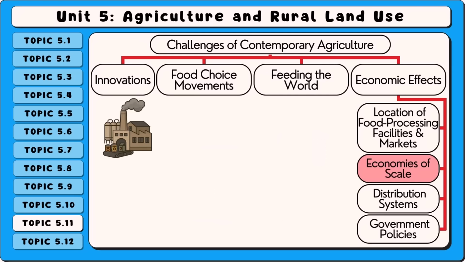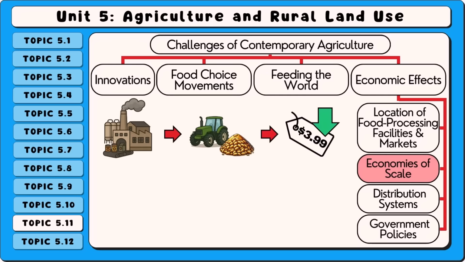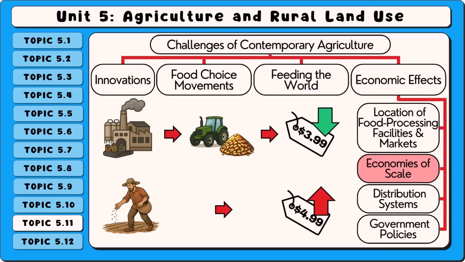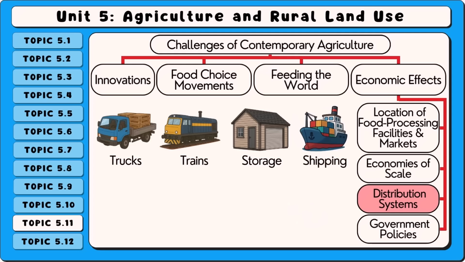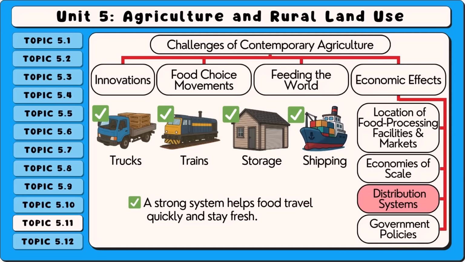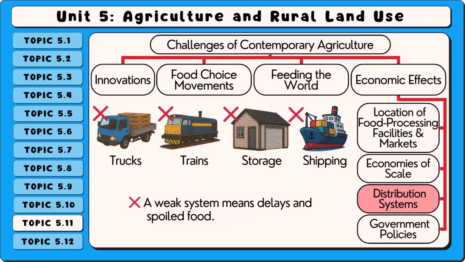This means that larger farms or factories can buy supplies in bulk and use advanced machines, which lowers cost per item. This makes food cheaper, but it can also make it hard for smaller farms with less money and machines to compete. Distribution systems are another factor. This includes trucks, trains, storage centers, and shipping routes that move food from one place to another. A strong system helps food travel quickly and stay fresh. A weak system means delays and spoiled food, which hurts farmers and buyers.